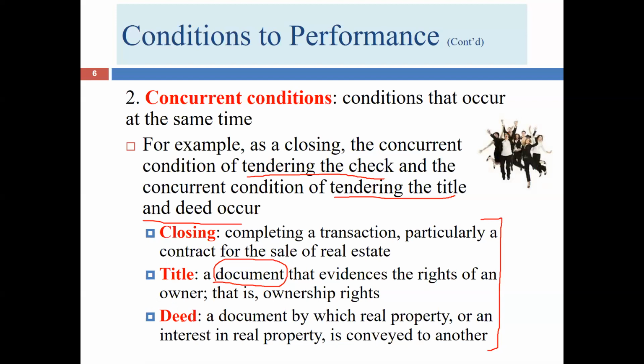Let's consider the topic of deed. This is a document in which real property or an interest in real property, such as a mineral estate, is conveyed to another. So this is kind of, in some sense, a subcategory of the topic of title.